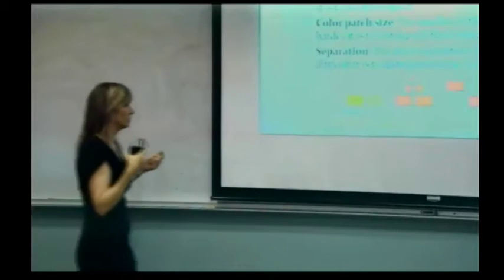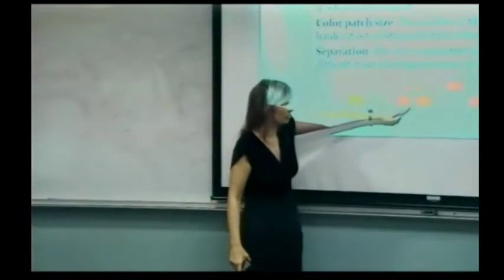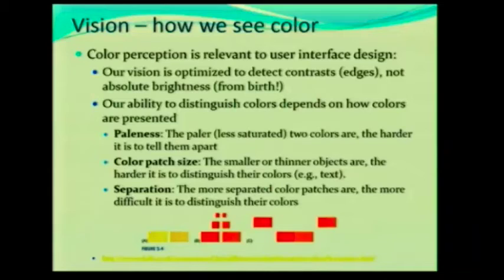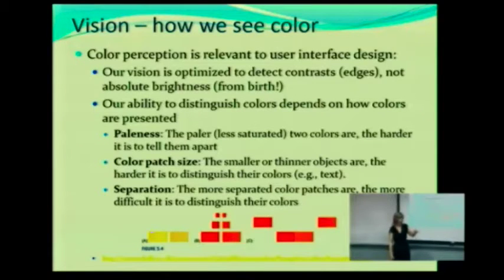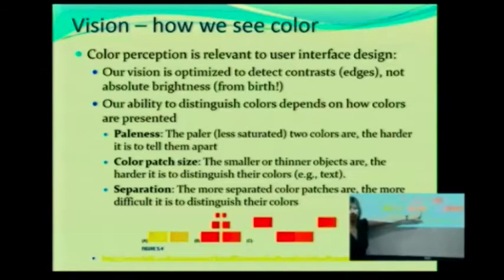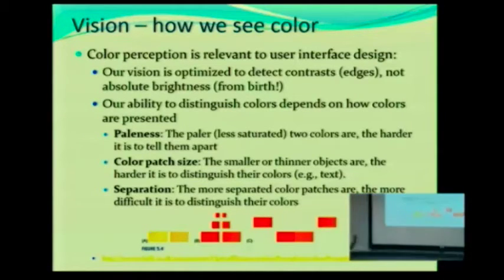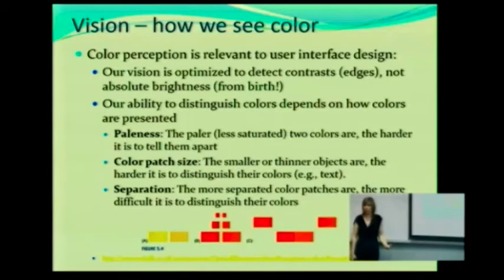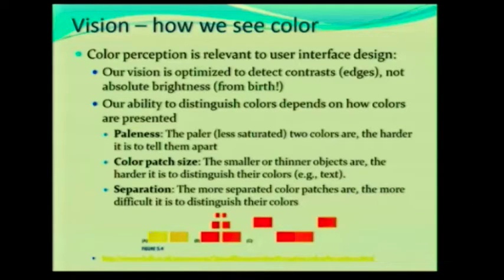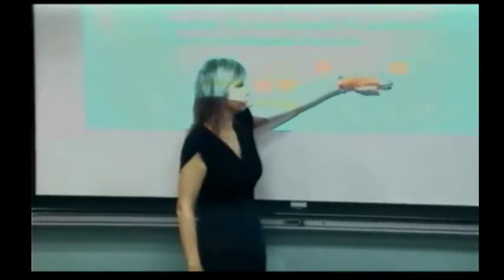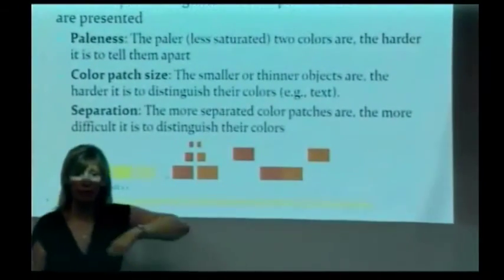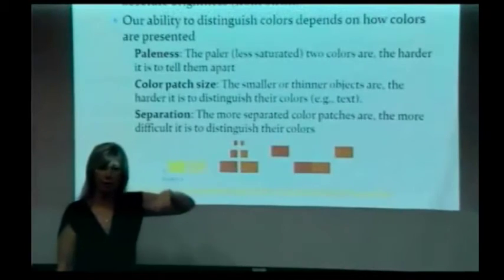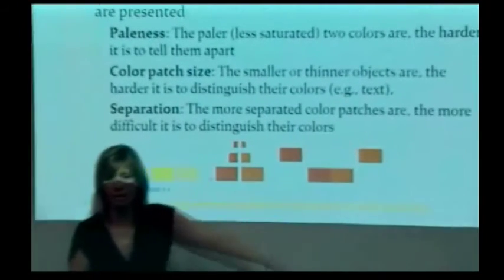Pretty thin. So if you look at these examples, you'll find that these little itty-bitty squares, kind of just like in Photoshop and some of those programs, are a lot harder to distinguish the colors between than these two nice big patches. We need to remember that in our design. And then separation. The more separated color patches are, the more difficult it is to see their colors. So if you look at these two, there's nice white in between them. It's harder to distinguish their colors than if you put them together, in which case it's easier.